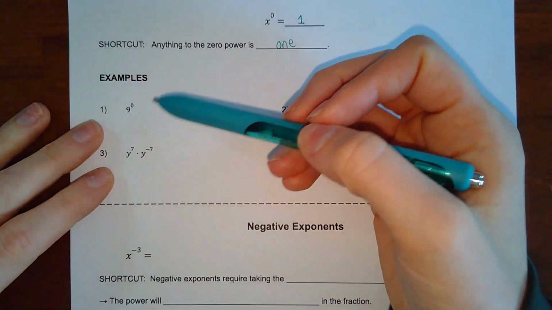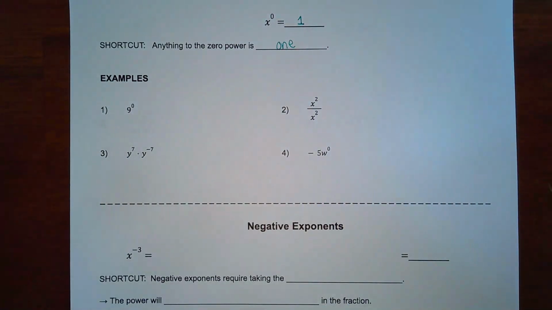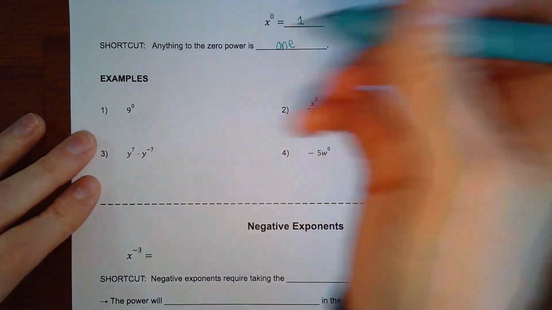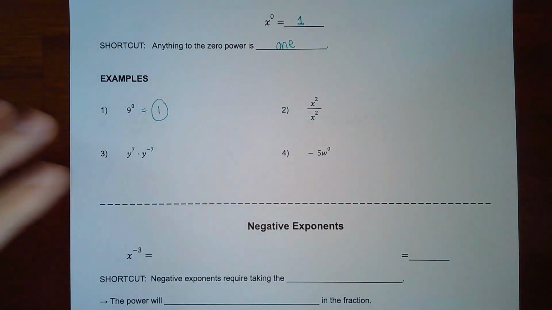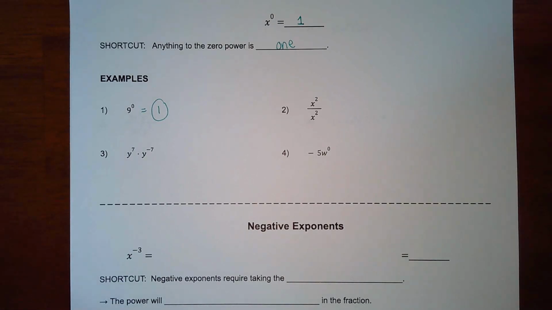So here in example 1, 9 to the 0 power is 1. If you don't believe me, feel free to check that on your calculator. Typing that on our calculator, we would know that anything to the 0 power, even 9 to the 0 power, is equal to 1. Now, example 2 kind of shows why that happens.